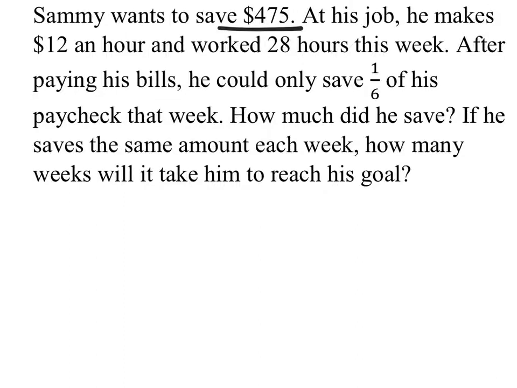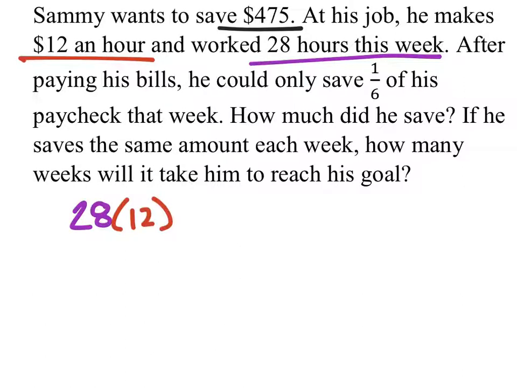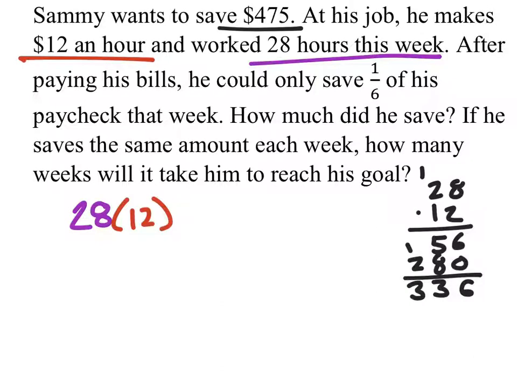Now what we know is that he makes $12 an hour and he's worked 28 hours. So it's like saying we got 28 groups of 12. So we'll do that multiplication over here. 28 times 12. And this shows that after the week of working 28 hours, Sammy has $336.